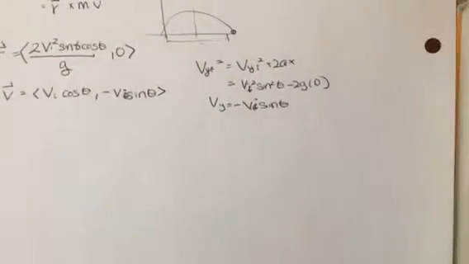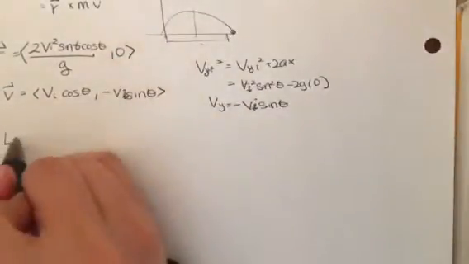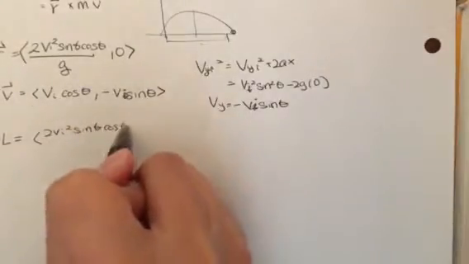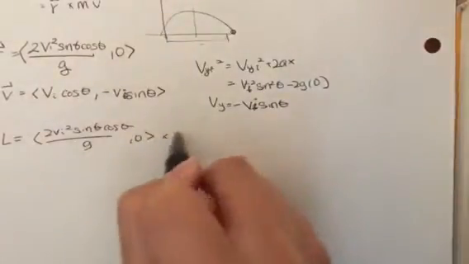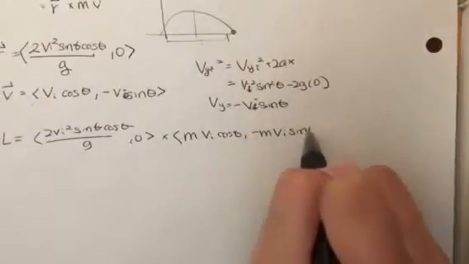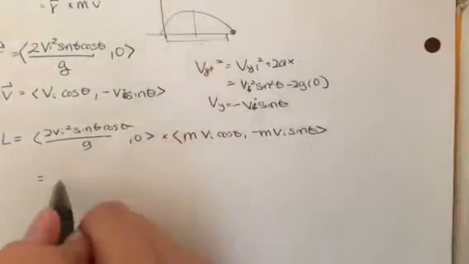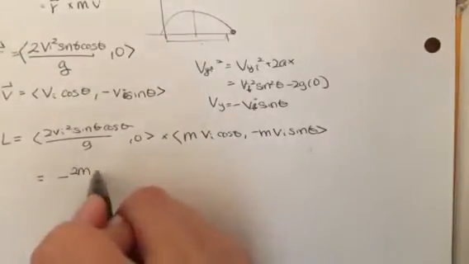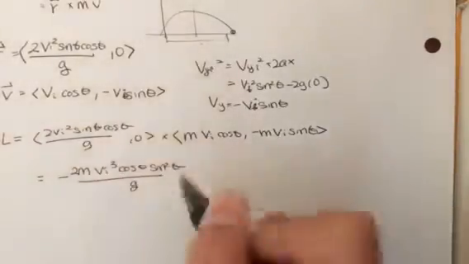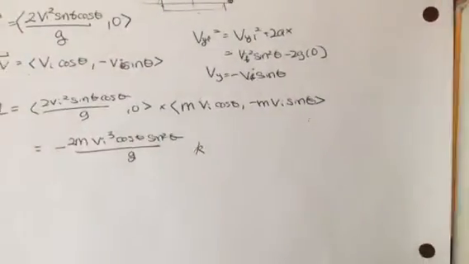When this is done, you multiply these two with m, of course, and you get V_i squared sine theta cosine theta over g, comma 0, cross m V_i cosine theta, comma negative m V_i sine theta. If you find the cross product, this minus this, you will be left with negative 2m V_i cubed cosine theta sine squared theta over g. Oh, and the direction is k for both b and c. Okay, and that's your answer.